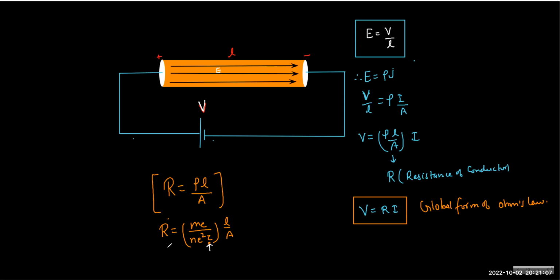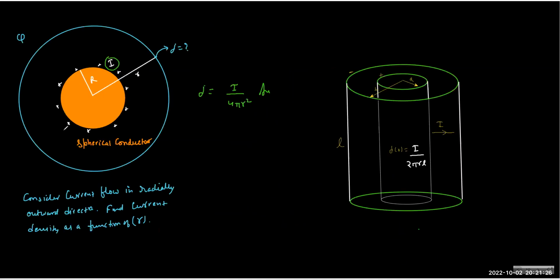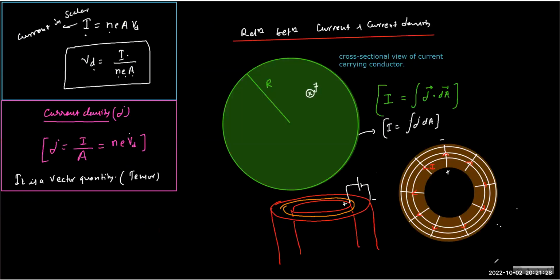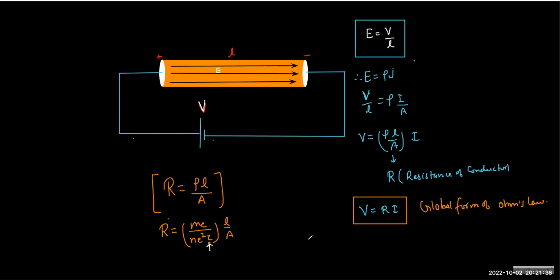Sir, what is tau here exactly? I didn't explain that. Tau is the mean time of relaxation. Yes, okay. Thank you. I know it's a long chapter, with so many formulas. It is always that we will tend to forget things.